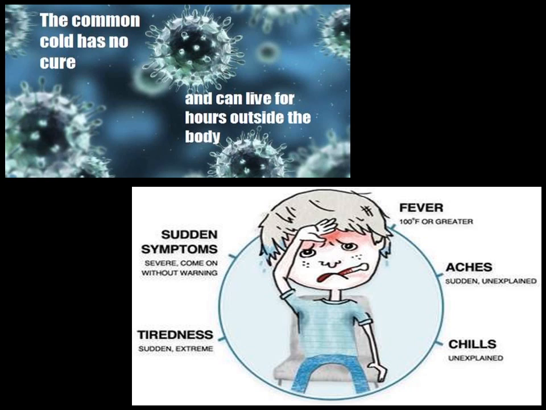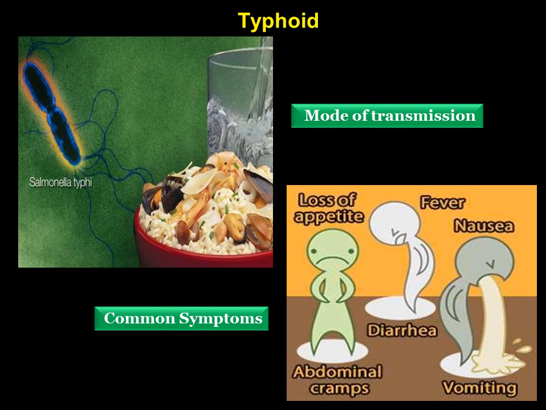As I told, the common cold or the common fever. Symptoms are headache, fever, body ache, then tiredness. If you take rest and focus on a good diet, you can be cured. Then we have typhoid. The mode of transmission is some type of virus and bacteria. Symptoms of typhoid: loss of appetite, diarrhea, nausea, vomiting. Loss of appetite means whatever you eat is not up to the mark, you don't feel like eating anything. Then you have fever, vomiting. So typhoid is an example of acute disease.